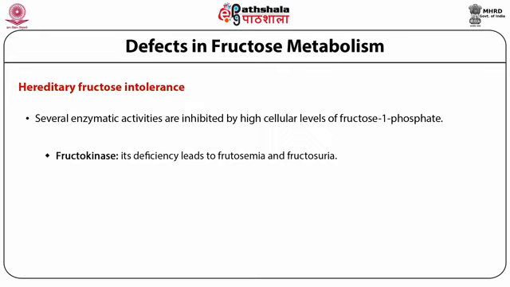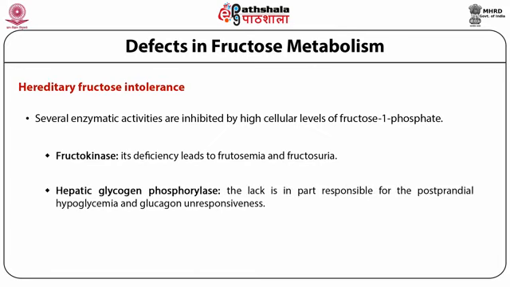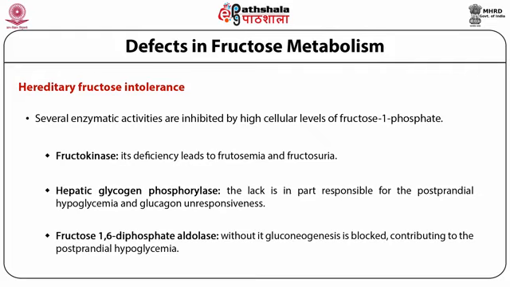That is fructokinase. Its deficiency leads to fructosemia and fructosuria. Hepatic glycogen phosphorylase. The lack is in part responsible for the postprandial hypoglycemia and glucagon unresponsiveness. Fructose 1,6-diphosphate aldolase, without it gluconeogenesis is blocked, contributing to the postprandial hypoglycemia.